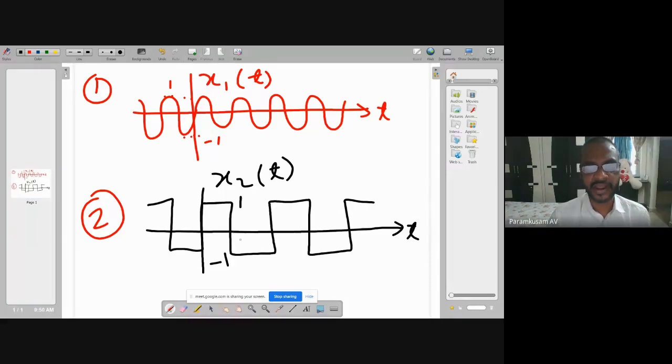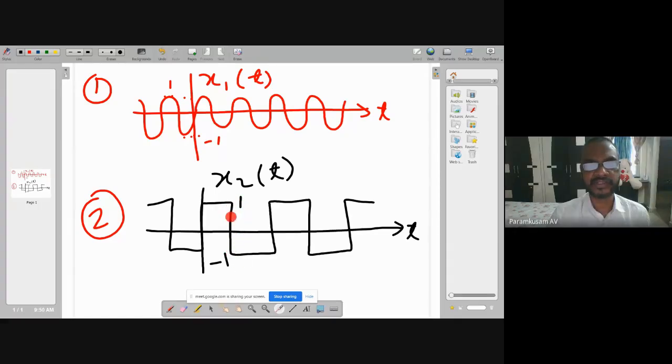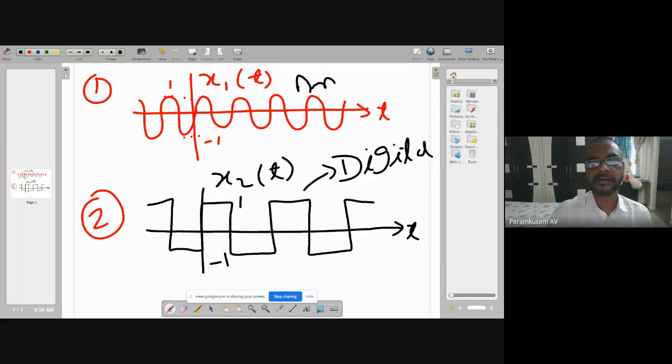Suppose at the discontinuity, the value is not defined, cannot be defined, of course. But except at discontinuities, the value of x2 of t will be either 1 or -1. No other values of x2 of t exist. So x2 of t is a digital signal. This is an analog signal.